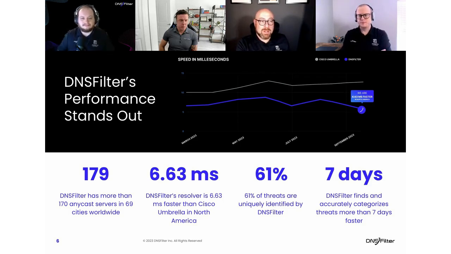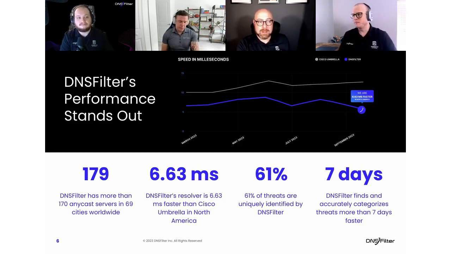And then again, to the filter part, 61% of our threats are uniquely identified by the technology underpinning DNSFilter, which we'll be explaining a little more about here in this webinar. But most importantly, we're finding and accurately categorizing threats more than 7 days faster than Cisco Umbrella.